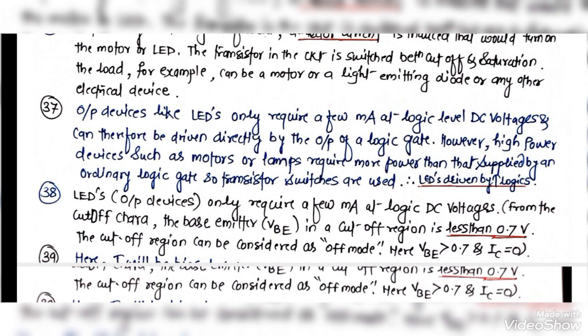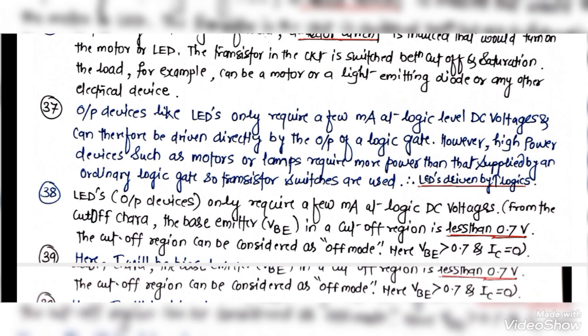can therefore be driven directly by the output of a logic gate. However, high power devices such as motors or lamps require more power than that supplied by an ordinary logic gate. So transistor switches are used. Therefore, LEDs are driven by transistor logic.